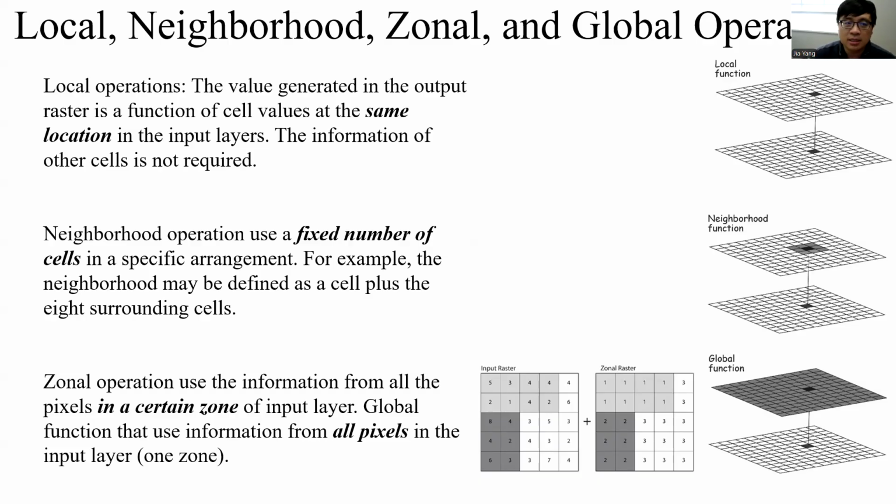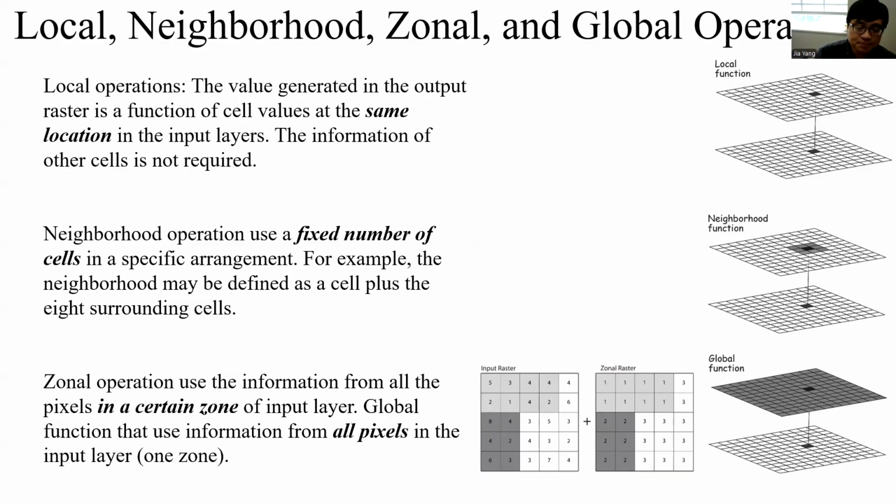So the second one is the neighborhood operation. It's more complex. For the neighborhood operation, it depends on the moving window. Usually we use a 3x3 moving window, or 5x5, or 7x7. In the calculation, the pixel value in the output layer will depend on the pixel value in the input layer at the same location. At the same time, it also depends on the pixel values of the neighbor pixels.